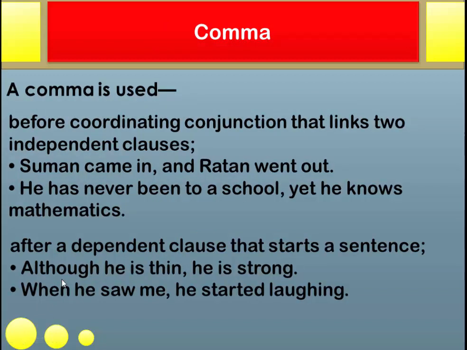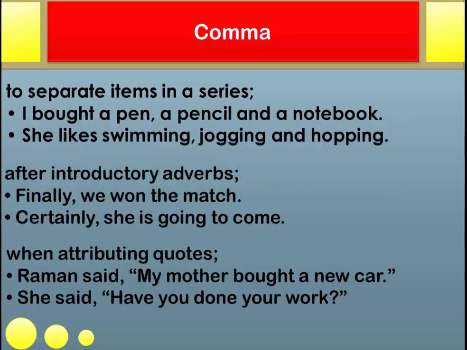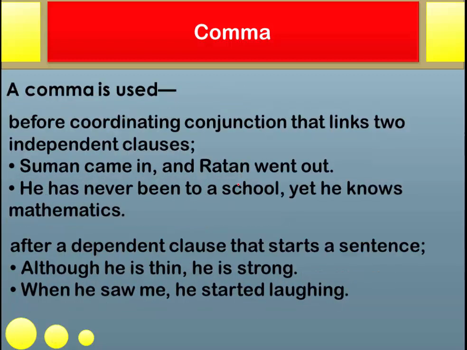Now we are going to learn about the comma. The comma is used in various places. First, before a coordinating conjunction that links two independent clauses. Independent clauses mean clauses which are not dependent on any other clause. So, Suman came in, and Ratan went out. Ratan went out is an independent clause. And Suman came in is also an independent clause. So here the comma is used.